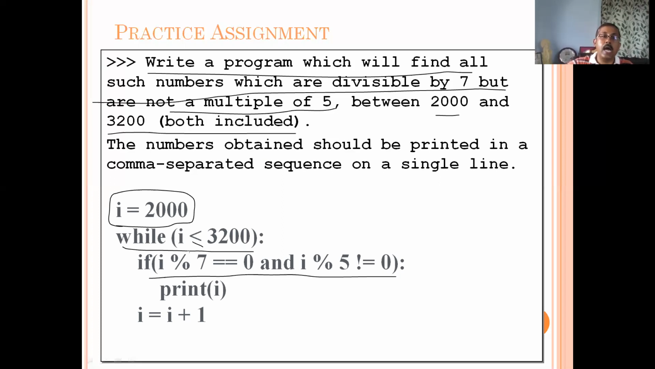If I modulo 7, what is the modulo? It says what is the remainder. So if it is exactly divisible by 7, so if the modulo of 7 is equal to 0, this is one thing I'm going to check. And it is not divisible by 5, this is also something I'm going to check.